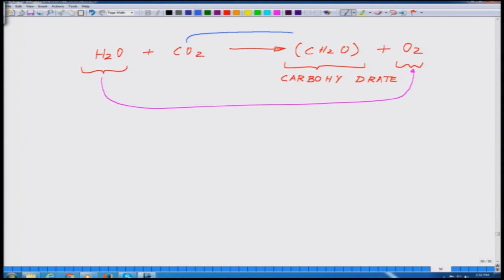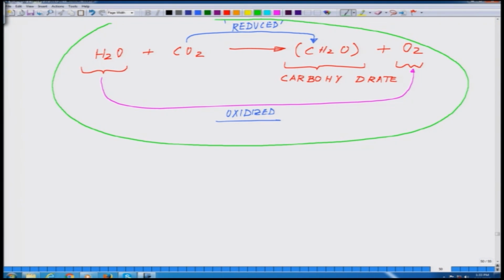There is another reaction taking place out here, in which carbon dioxide is getting reduced to carbohydrates, and H2O is getting oxidized and getting rid of the oxygen. So, oxygen is getting removed from here. Now if you look at this whole thing, all of it is happening inside one organelle called the chloroplast.